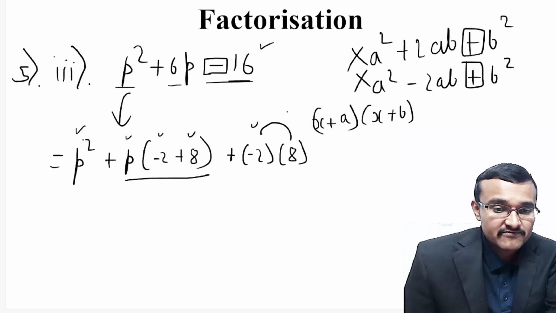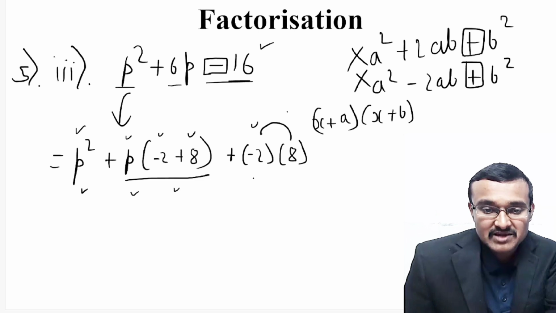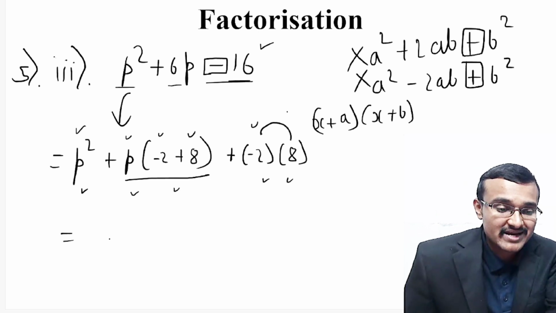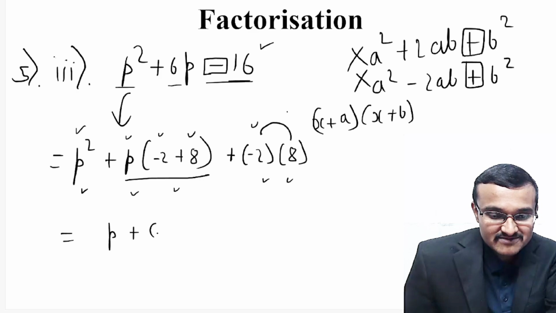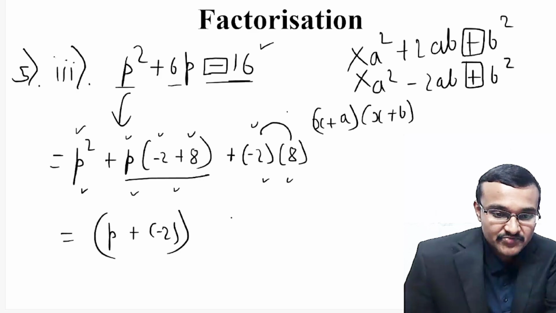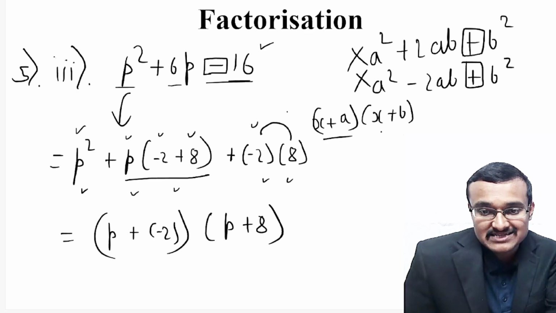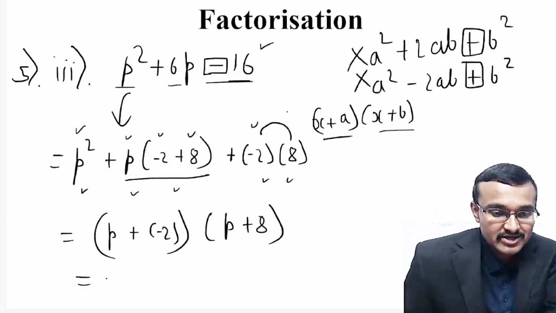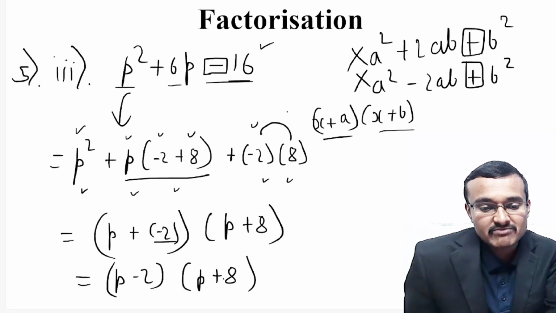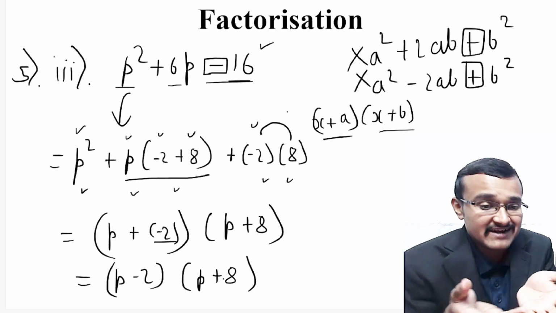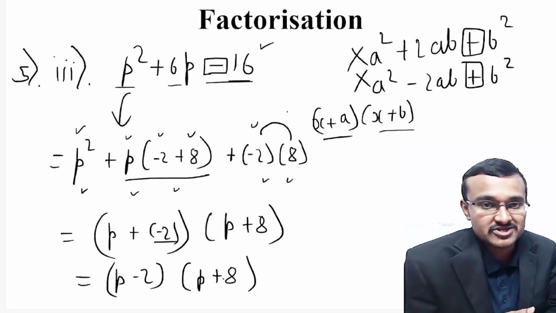So this is in the form of x square plus x into a plus b plus ab, that is minus 2 into 8. So you can write this as p plus minus 2 as one term into p plus 8 as another term. That is x plus a into x plus b. When you remove the bracket, it will be p minus 2 into p plus 8. So p minus 2 into p plus 8 are the factors for this third question in the fifth question.